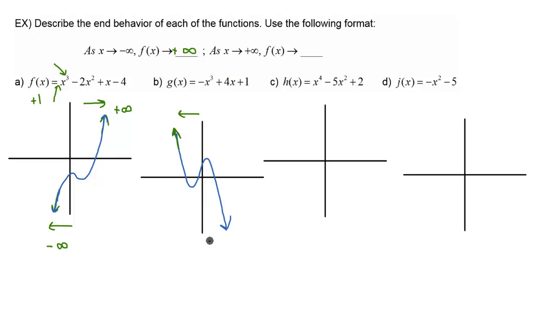And then as we go to the right, what's our y doing? It's going downwards, so it's going to be going towards negative infinity. So I'll go ahead and put my symbols here. As we go to the left, it's positive infinity, going up. As we go to the right, it's going towards negative infinity, or downwards.